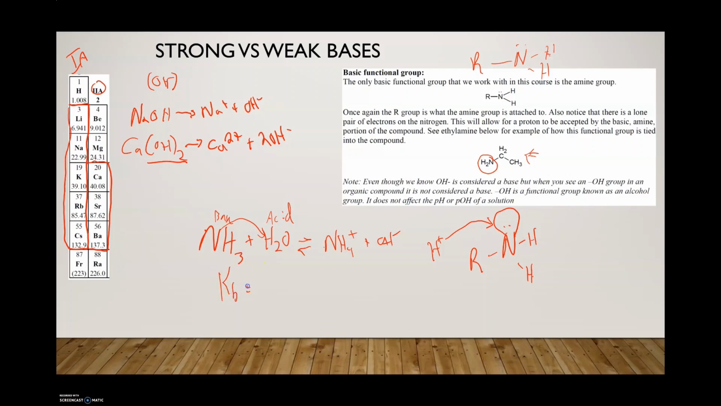And so we could write the Kb for this reaction. B stands for base, to begin with, so Kb is equal to NH4+ times the hydroxide concentration divided by the NH3. The reason why we don't include water is because water is a liquid. Don't include liquids and solids in your expressions.